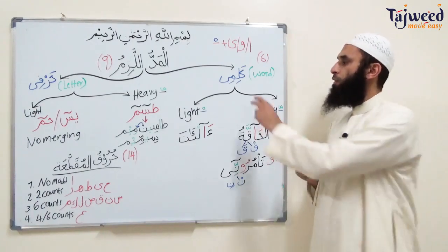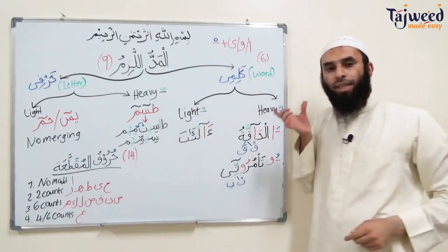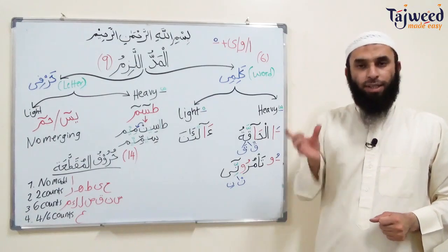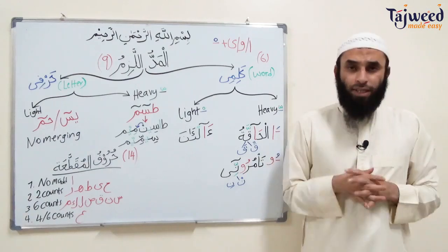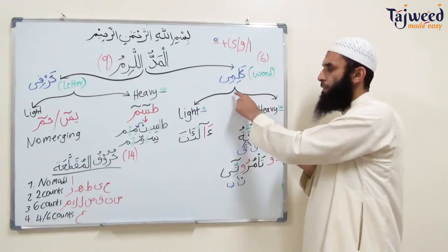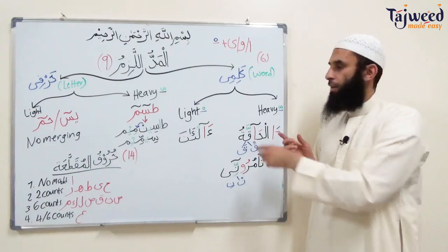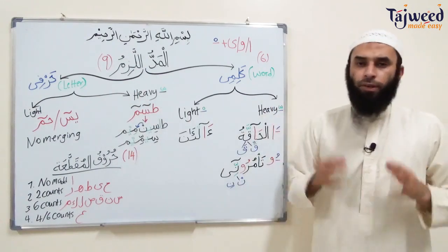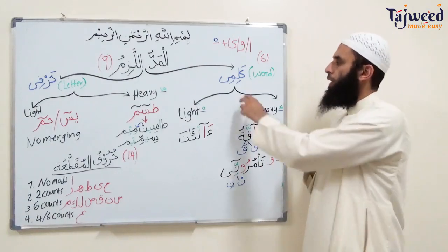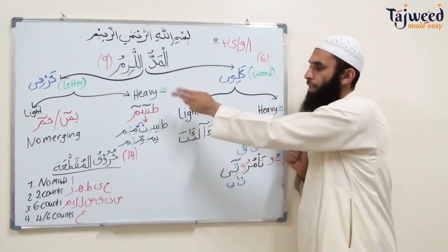And mad al-lazim is of 2 categories. Number 1 is kalimi, which means inside the word, and the second category is harfi, inside the letter. And kalimi is broken into 2 parts, okay? Heavy and light, and harfi, heavy and light. Inshallah, we're going to explain what we mean by this. So both of them have subcategories, heavy and light, heavy and light.